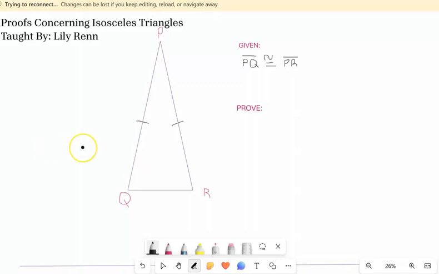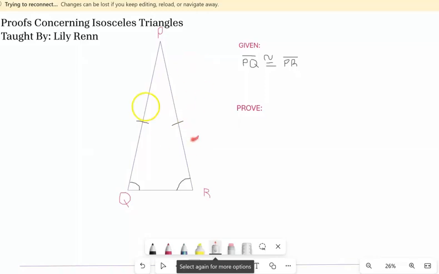Let's say we have triangle PQR here, and we're told that segment PQ is congruent to segment PR, as it's written here as well. We want to prove that angle PQR, which is right here, is congruent to angle PRQ. These two angles are the base angles of the triangle. The vertex angle is at point P, and the base is between points Q and R, right down here. And here's the vertex.